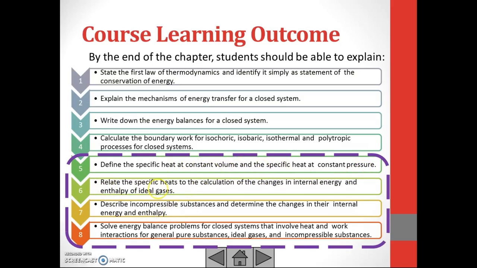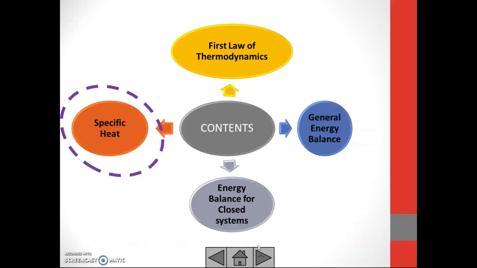So you need to be able to identify the difference between both of these. Relate the specific heat to the calculation of the changes in internal energy and enthalpy of ideal gases, and describe incompressible substances and determine the changes in their internal energy and enthalpy. And finally, solve energy balance problems for closed systems that involve heat and work interactions for general pure substances, ideal gases, and incompressible substances. Okay, the content for this module is only about the specific heat.